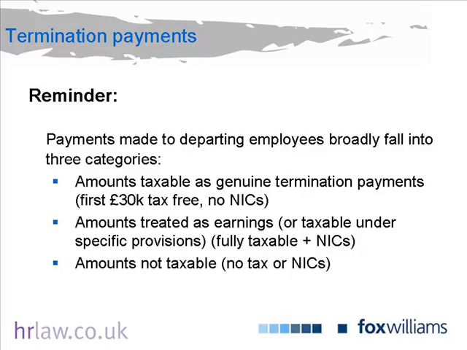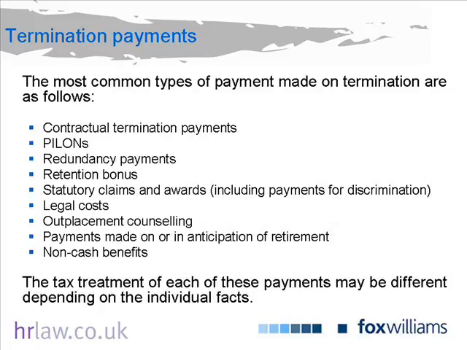The second category is amounts treated as earnings. These are fully taxable and subject to national insurance contributions, and this category would include, for example, contractual termination payments and contractual pile-ons. And the third category is amounts which are not taxable at all, so there's no tax or NICs payable. And this would include payments made in respect of damages for injury to feelings in the context of discrimination claims. And often payments made to employees, in particular on the signing of a compromise agreement, will reflect a number of different elements, some taxable and some non-taxable.